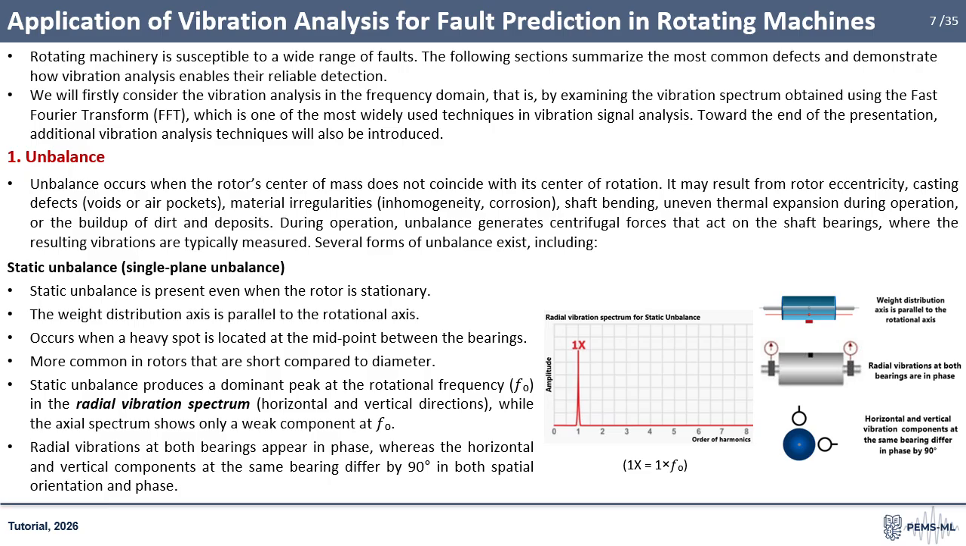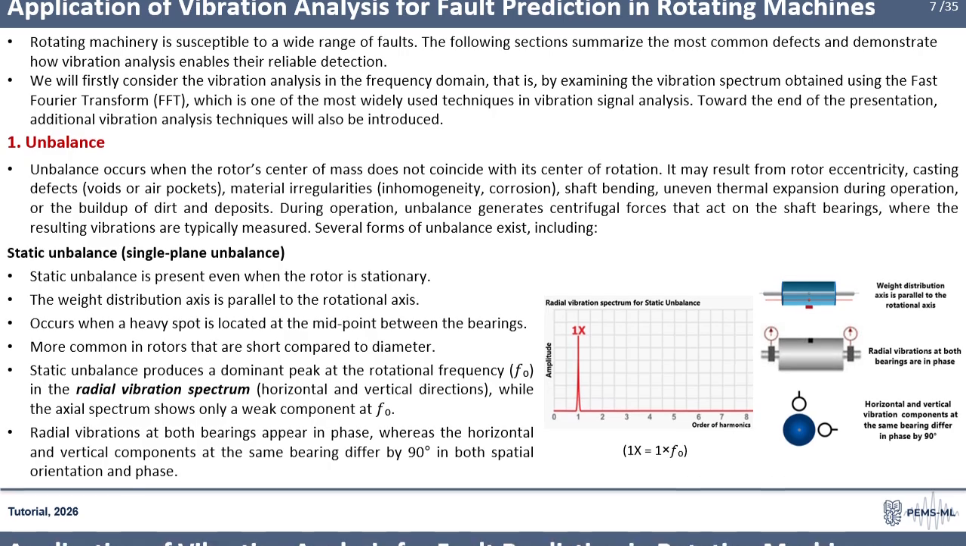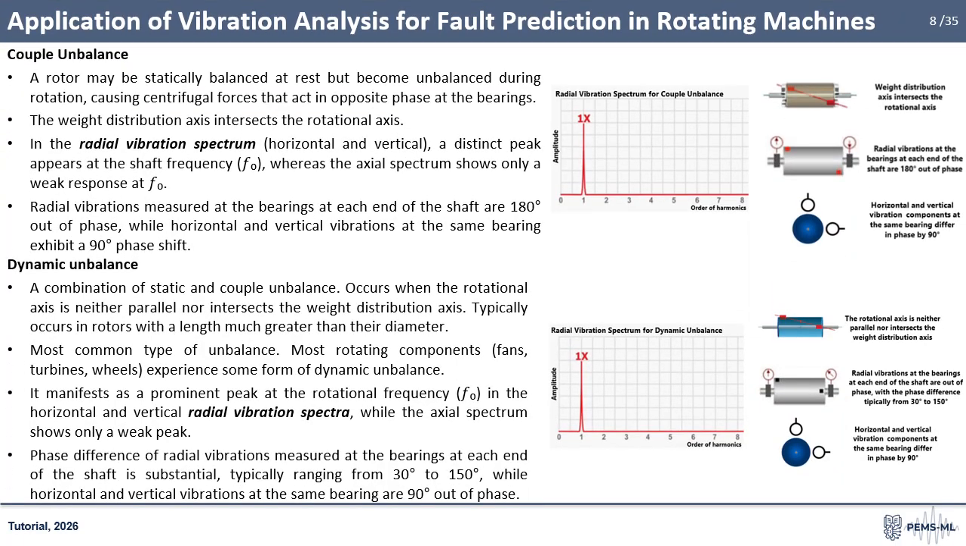Several types of unbalance can be distinguished. Static unbalance exists even when the rotor is stationary. In this case, the weight distribution axis is parallel to the rotational axis. Couple unbalance occurs during rotation when the weight distribution axis intersects the rotational axis. Dynamic unbalance is a combination of static and couple unbalance and is the most common type of unbalance, which typically occurs in long rotors with a length much greater than their diameter. The rotational axis neither intersects nor is parallel to the weight distribution axis.